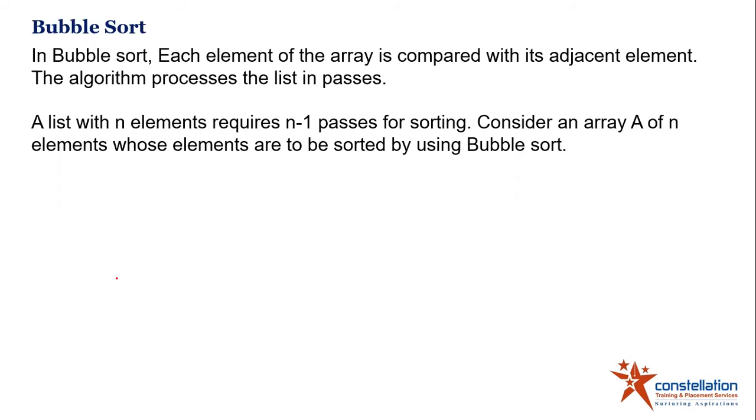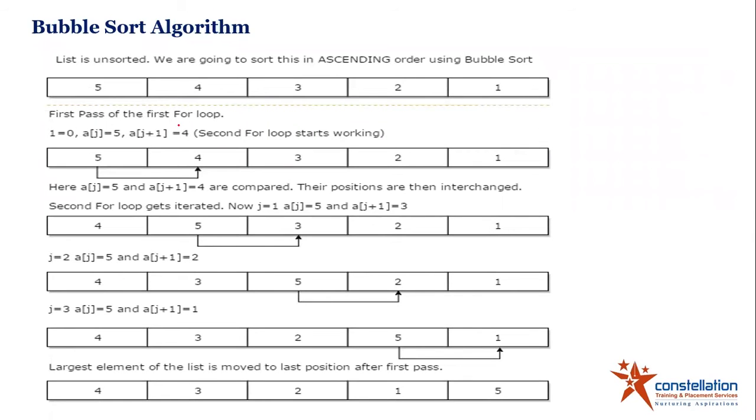Let's try to understand that. Here we have some elements in an array: 5, 4, 3, 2, and 1. These elements are already arranged in descending order, but now we are trying to arrange them in ascending order using bubble sort. So in the first pass, as you can see written over here, we are running two loops: one is the outer loop and then the inner loop. The inner loop is called the pass.